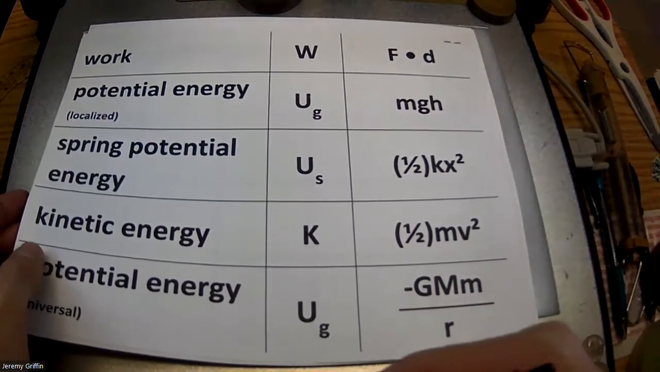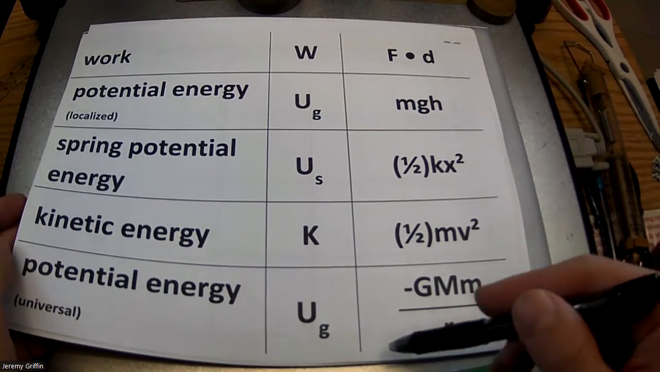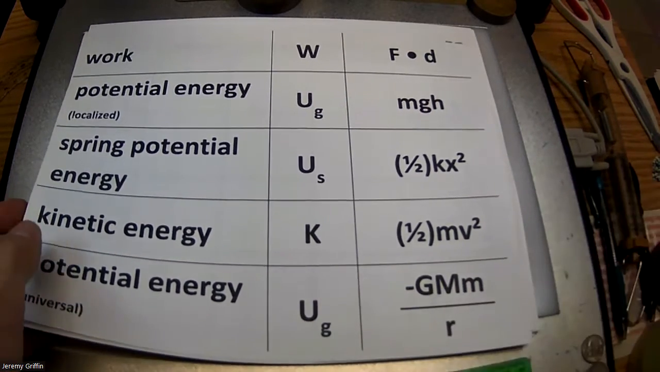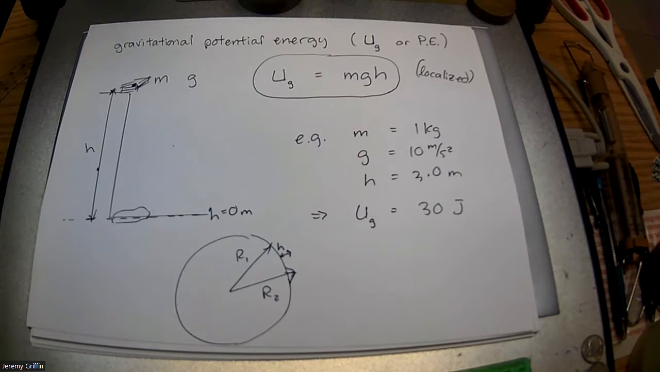But if you want to do something like solve for escape speed, like how fast you have to go to get to the moon, then you actually have to use this more universal form of potential energy, which we're not going to use very often in this class, but probably tomorrow at least it'll come up. I'll tell you a little bit about that. You guys okay there? Okay.